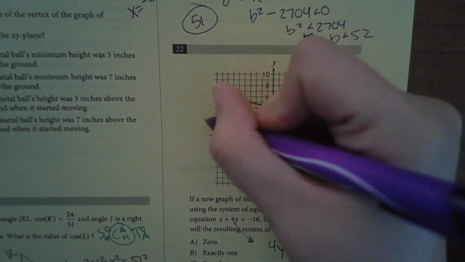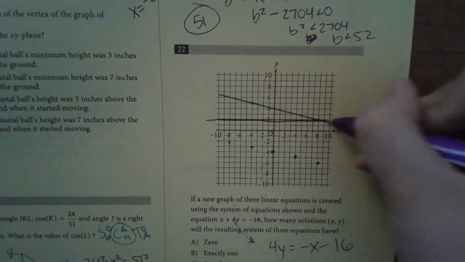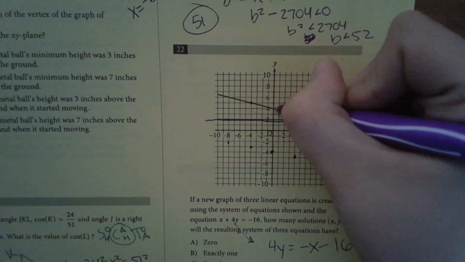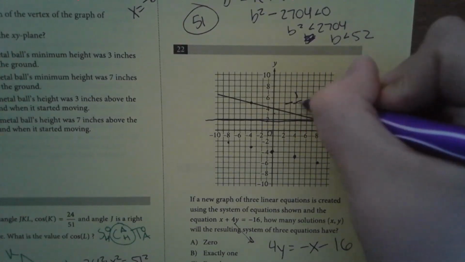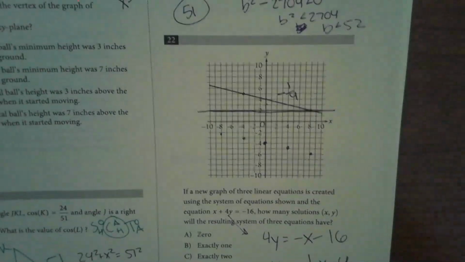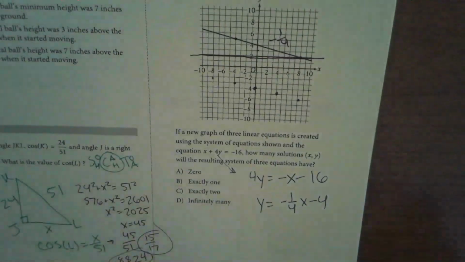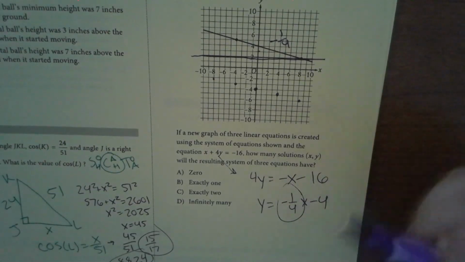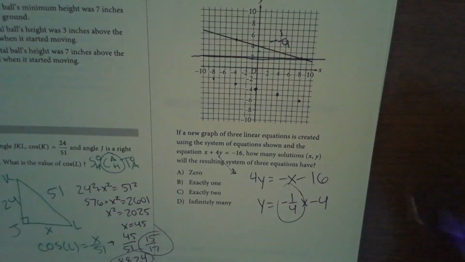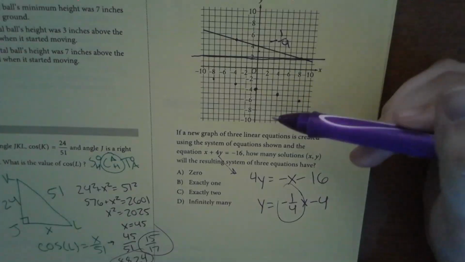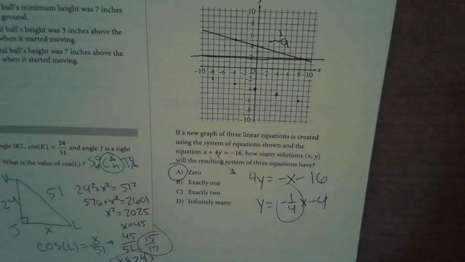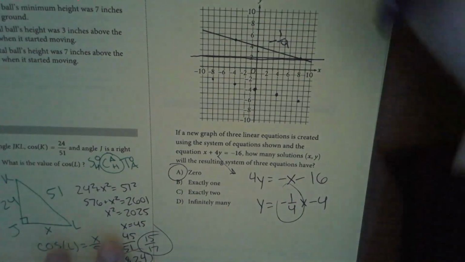I already have it. Like I said, this graph is not moving. It's always going to be there. This graph has a slope of down 1, right 4. So it is parallel to the line that they're adding in. Parallel lines are never going to touch. So there will never be a point where all 3 of these lines touch, because the 2 that are parallel will never touch. That means we have exactly 0 solutions between the 3 of the equations.